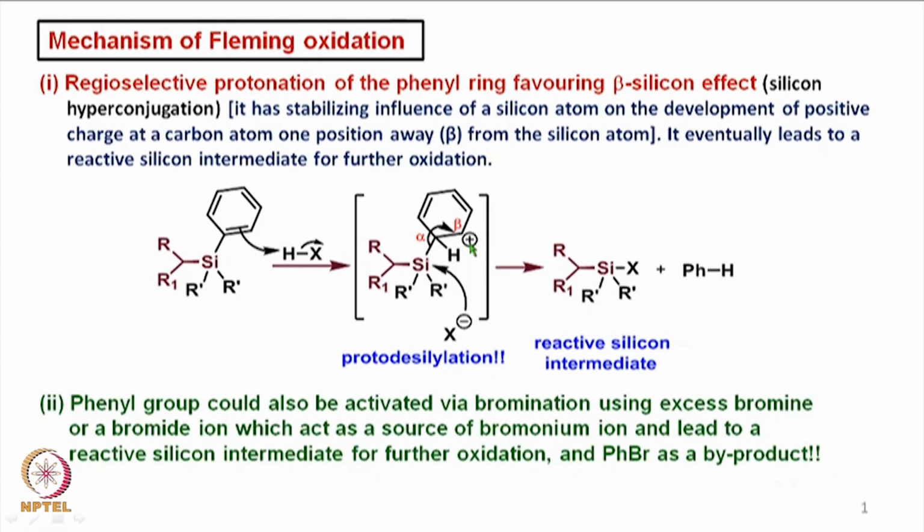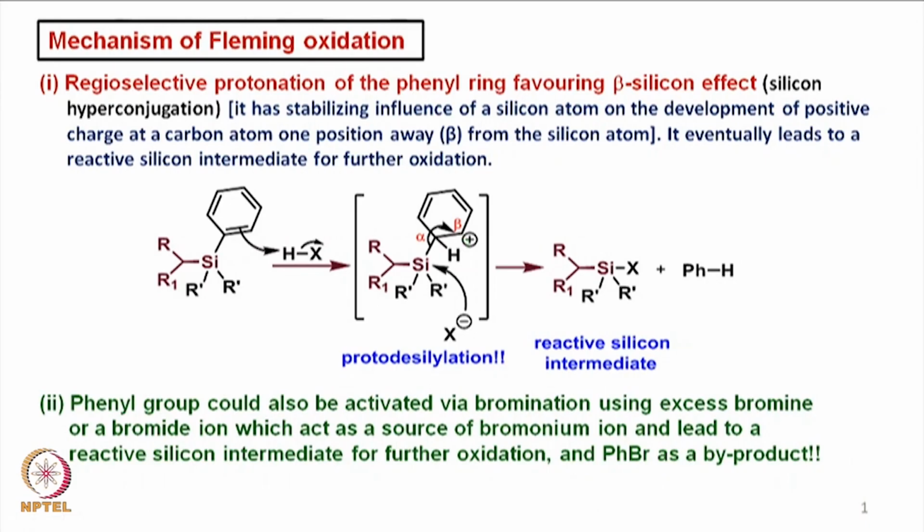which is the beta carbon atom. And this is because of the favoring beta silicon effect, which is nothing but a silicon hyperconjugation. It has the stabilizing influence of a silicon atom on the development of a positive charge at a carbon atom one position away, that is, a beta position, from the silicon. This is the alpha position and this is the beta position.